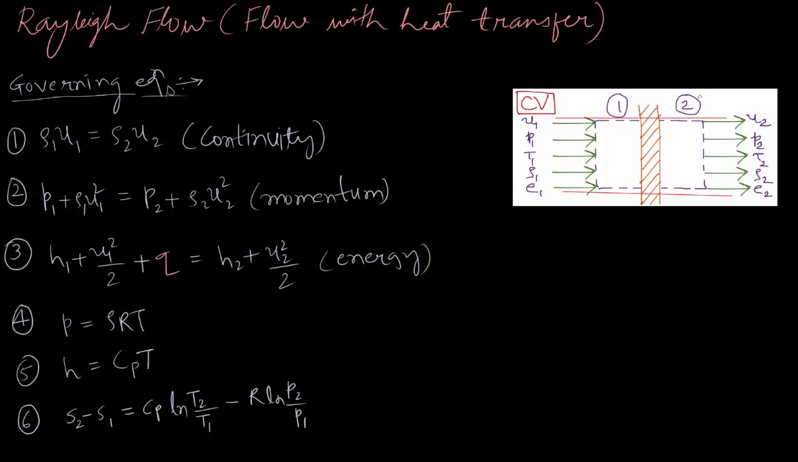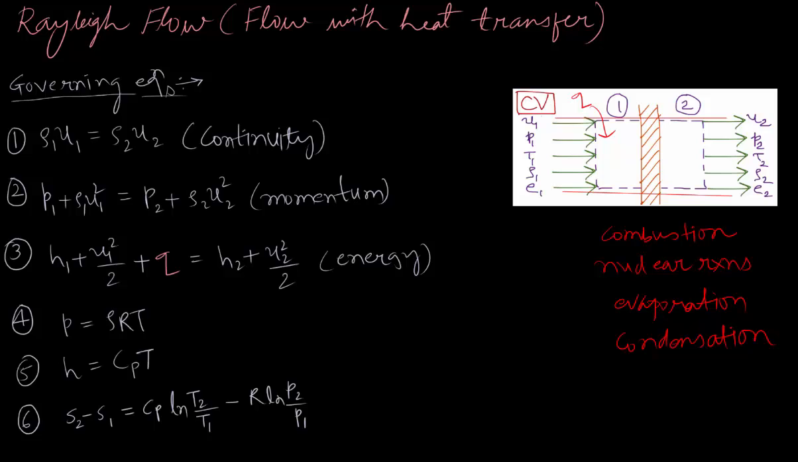The state of fluid is changing from point 1 to point 2, and this change is brought by heat transfer between the fluid and the surroundings. So Rayleigh flow is nothing but flow with heat transfer. Many compressible flows involve chemical reactions such as combustion, nuclear reactions, evaporation, condensation, etc. All these are examples of Rayleigh flow.